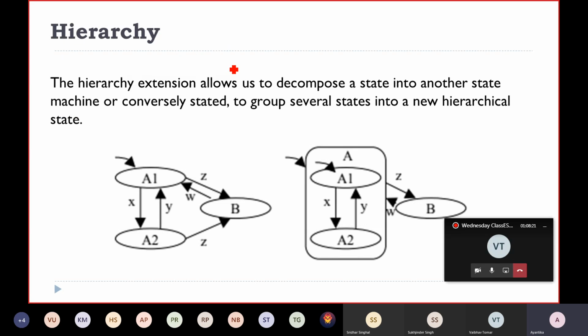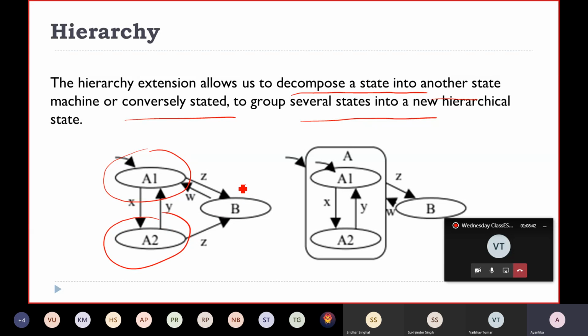By definition, this hierarchy extension allows us to decompose a state into another state, or conversely, group several states into a new hierarchical state. So, let's say we are having these A, A1, A2, and B. Now, there are two possibilities.